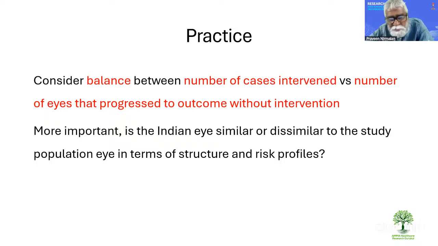More important, is the Indian eye similar or dissimilar to the study population eye in terms of structure and risk profile? Whether you like it or not, you must look at studies that have happened in Indian eyes as well, and compare the structure here, the risk of progression here, with where the study was done. And then say, well, I get a conceptual idea of the results from that particular region. If I apply that here, based on my clinical experience, this is the way I anticipate that it will progress. So we need to bring that in, right?